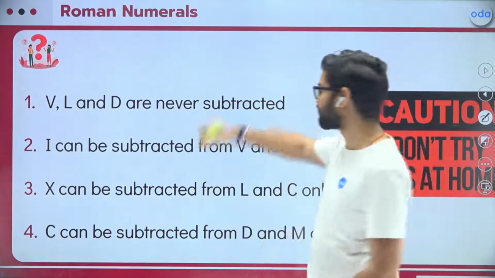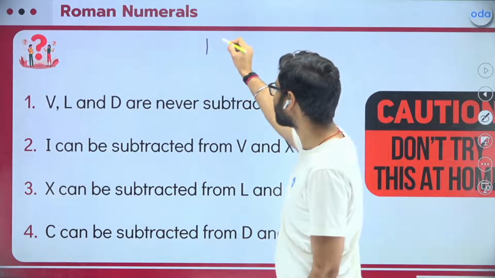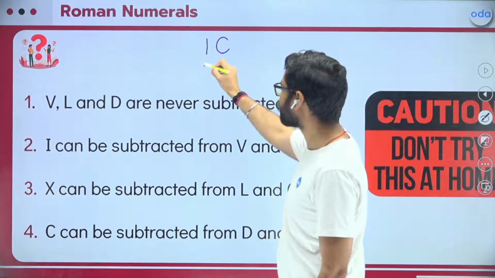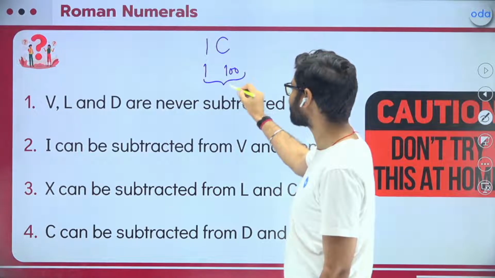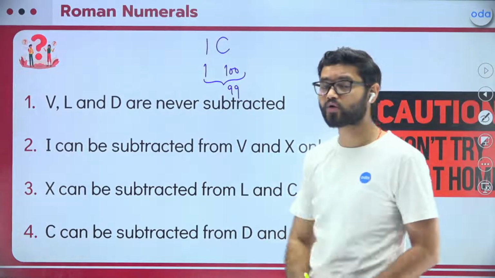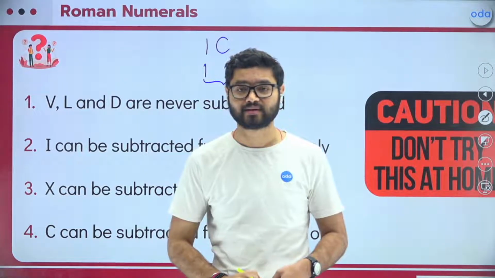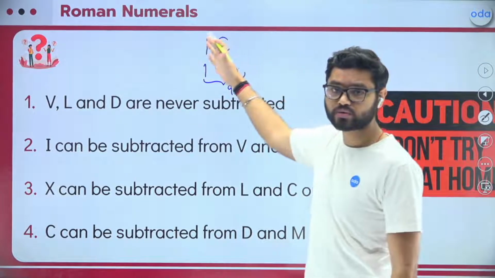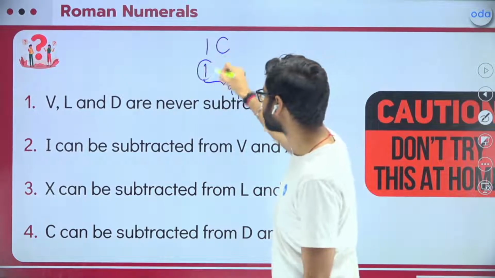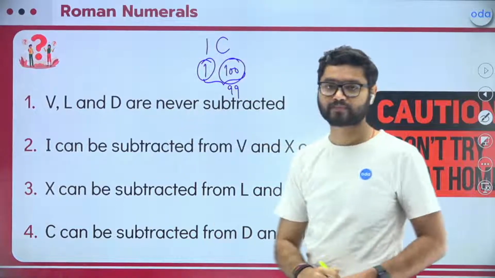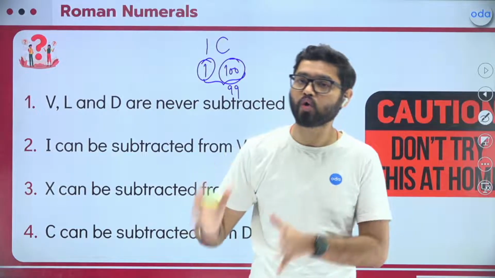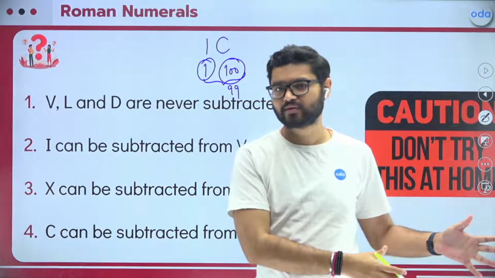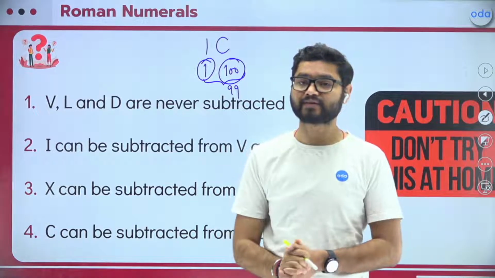and everything. For example, if I say what is IC, I is 1, C is 100, rule number 3, they will say answer is 99. But no, that is not how we represent 99. This actually we cannot do. We cannot subtract number 1 from 100. Why? Because for the digit 99, we already have a different symbol, right? We already have a different symbol.